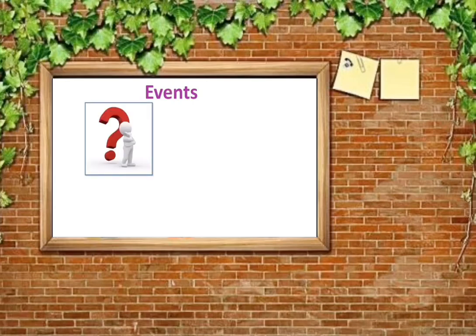The third element is the events. This is what happens in a story. These events sometimes show a problem and solution. The problem is the situation that the characters are facing in the story. The solution is how the characters solve their problem.